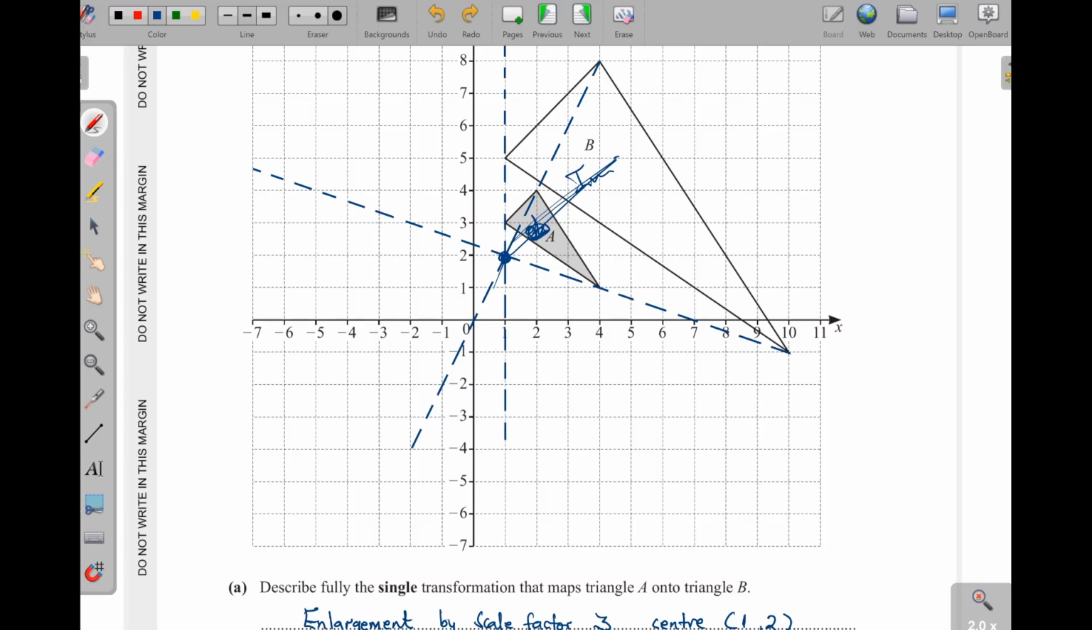Okay, so I wanted to clarify that. And also the scale factor of enlargement is going to be a whole number if the image is bigger than the object. You can see that this image is bigger than the object, so you are expected to have a whole number. Why? Because this side length is bigger than this side length. As simple as that, okay?